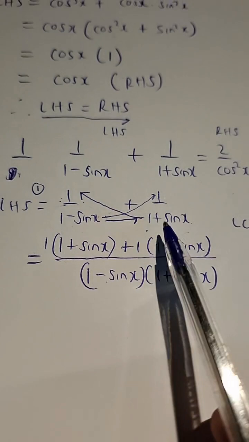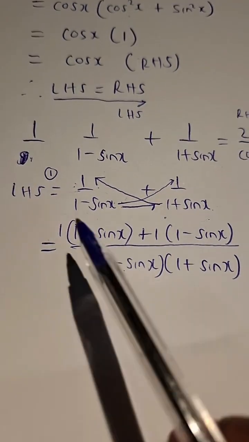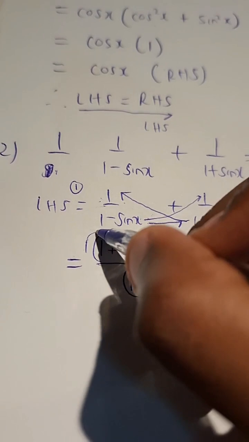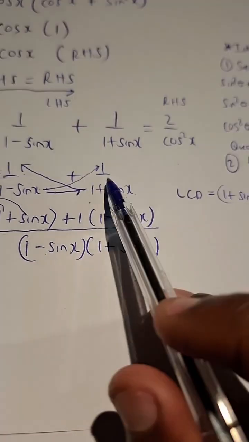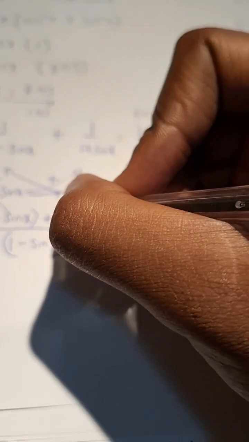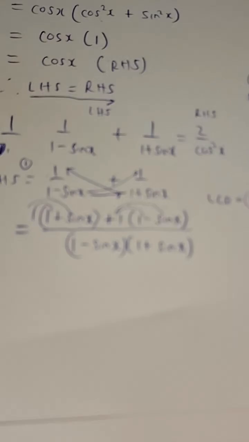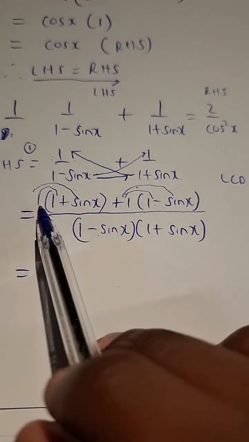Because you take this, you multiply with whatever is there. Since you have two terms, you're going to have to eventually distribute the 1 inside the bracket. Also, because you have two terms that you've multiplied 1 with 1 minus sine x, you will also distribute the 1 inside the bracket. So let's go ahead now and simplify the top, because when the denominator is the same, you can now add the numerators.